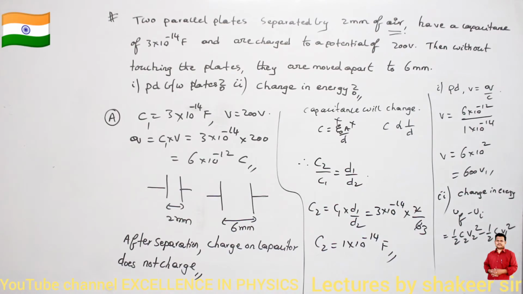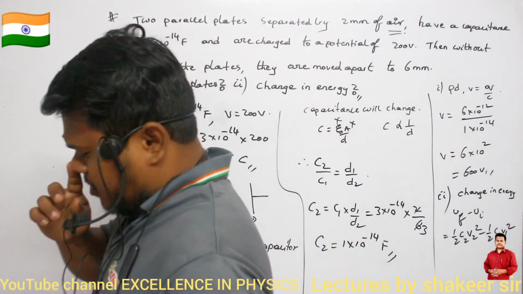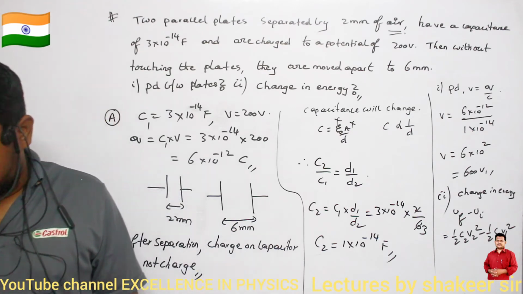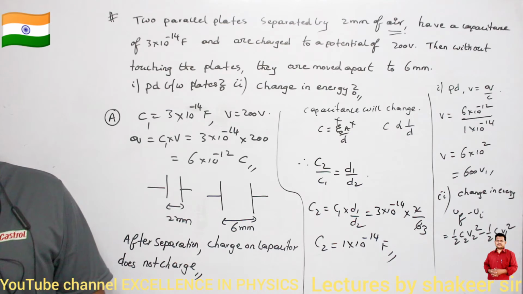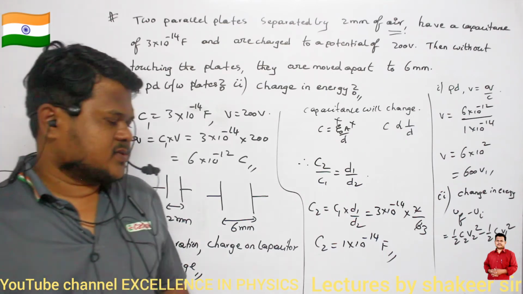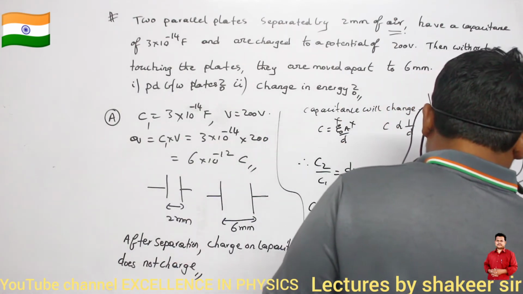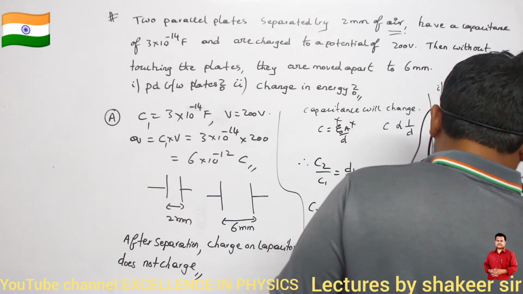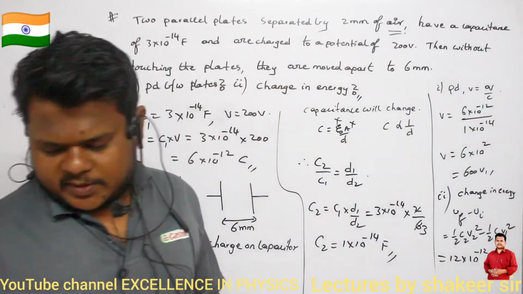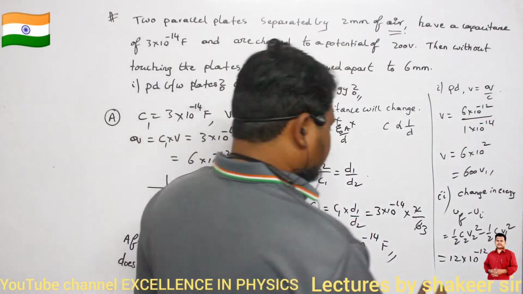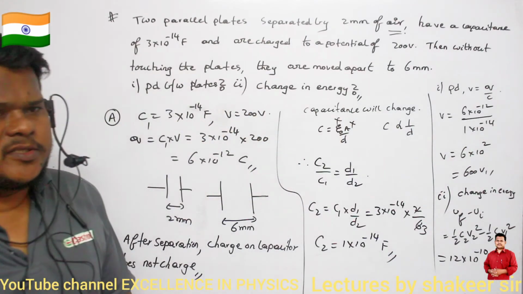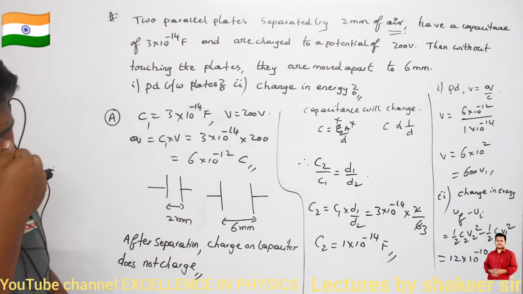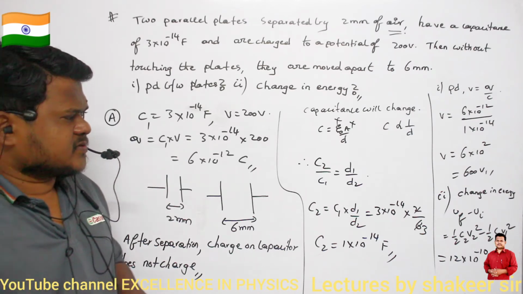So what is the change in energy which you should get? The change in energy which you should get is 12 into 10 power minus 12 joules. So that will be 10 power minus 10. So that should be the change in energy. Clear? Now here, one thing is important to discuss for us.